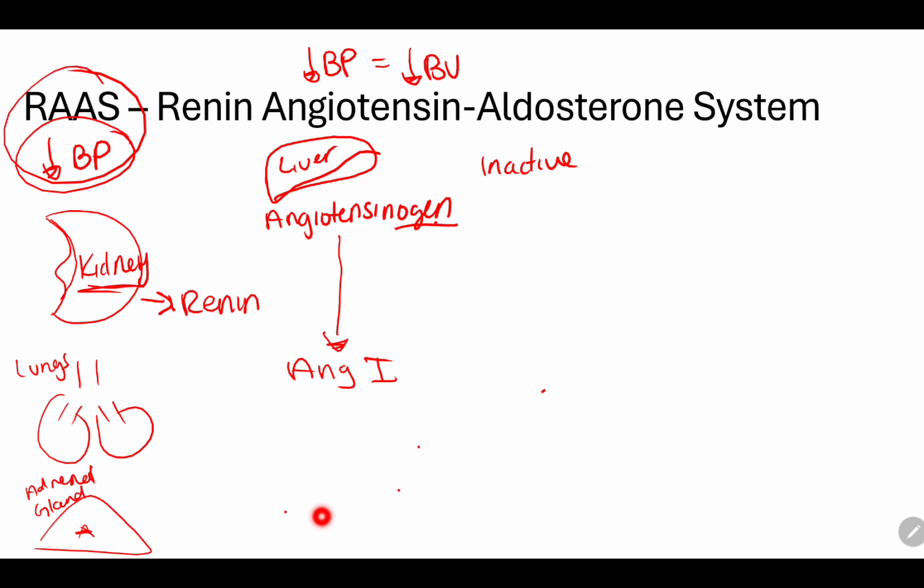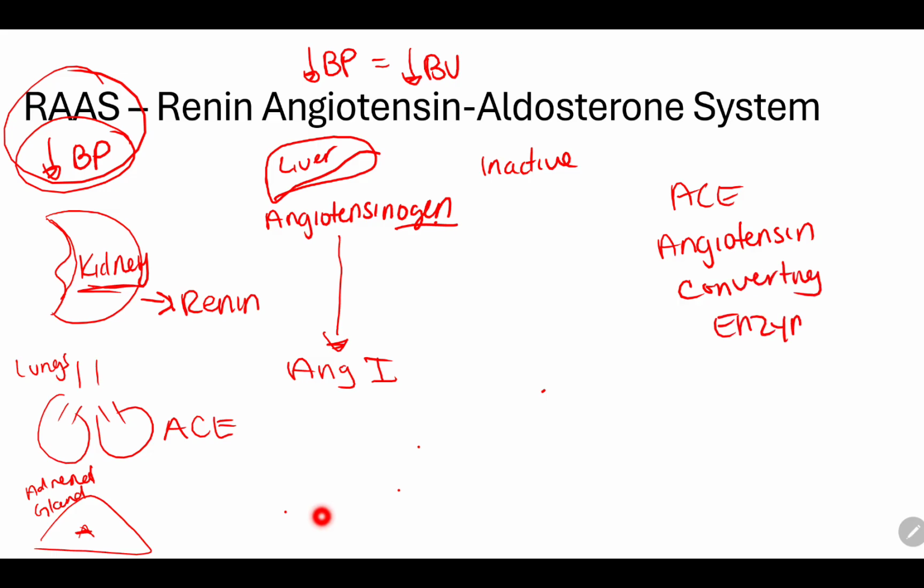Angiotensin 1 will circulate in the bloodstream, comes across the lungs. The lungs have this enzyme. Remember what the lungs have? It's called ACE. I'll write it over here. ACE stands for angiotensin converting enzyme. It's going to convert angiotensin 1 into angiotensin 2, right? And it's angiotensin 2 that we really want, okay? And so angiotensin 2 will then stimulate the adrenal glands to release aldosterone.